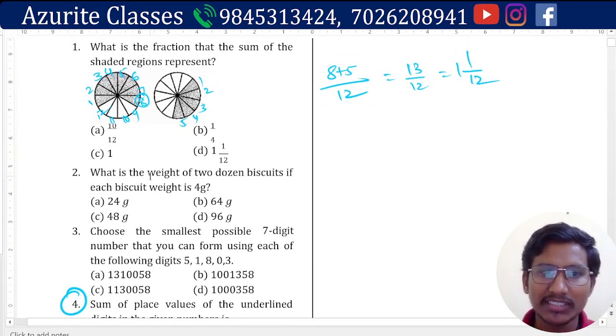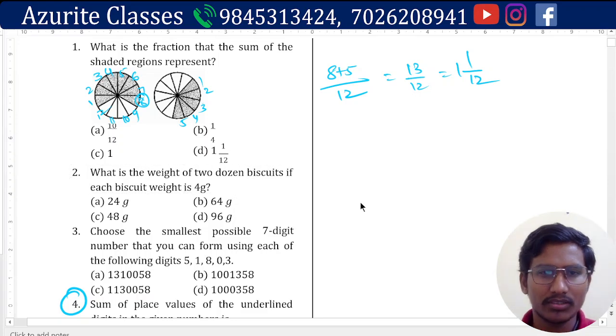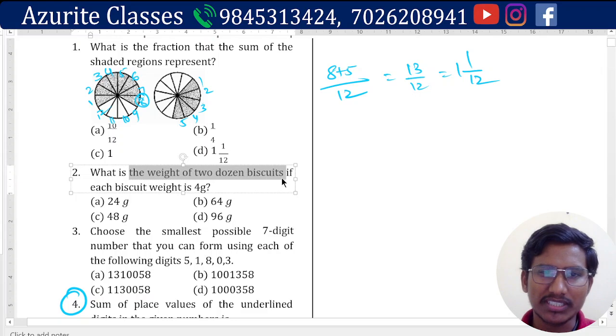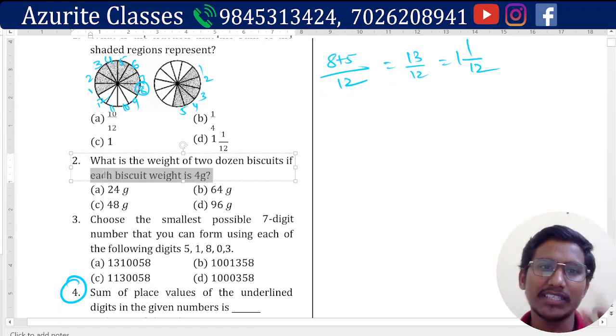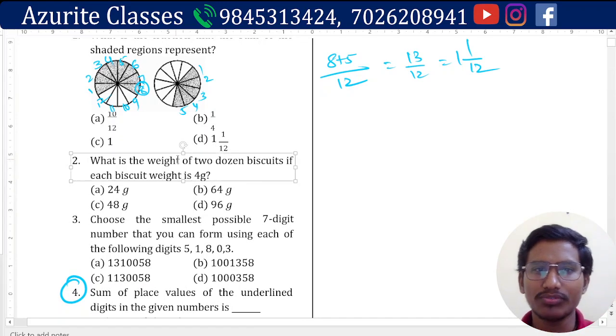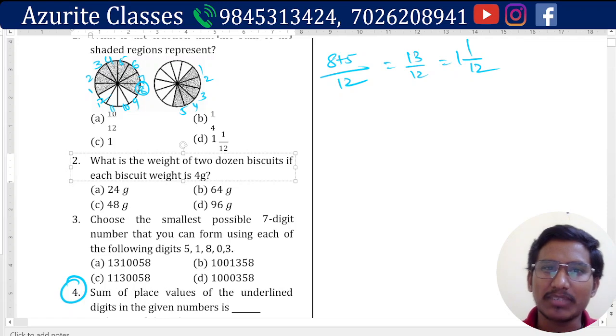What is the weight of 2 dozen biscuits if each biscuit is 4 grams, is the question, right? Okay, let's do the second question now. So here, each biscuit means one biscuit is 4 grams. So what you have to find? 2 dozen, right? So you just have to cross multiply.